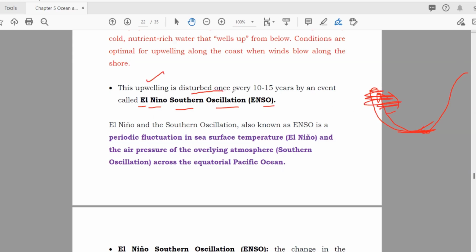It is disturbed every 10 to 15 years. They are saying it happens after every 10 to 15 years. Every time it happens, the nutrients from the bottom move up. So this process is known as El Nino Southern Oscillation. Is it clear?